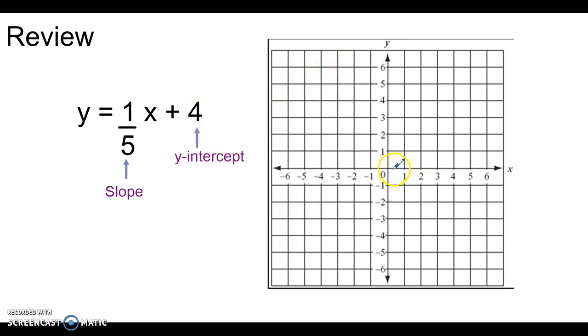So we're going to go over to our graph. We're going to go to the y-axis and make our first point at positive 4. And then here's our slope, positive 1 over 5. So we go to the y-intercept that we just plotted, and we go up 1 space. And then we are going to go to the right 5 spaces. If we want to continue making points for our line, we would then just go back to our y-intercept and do the opposite. So instead of going up and to the right, we would go down and to the left.